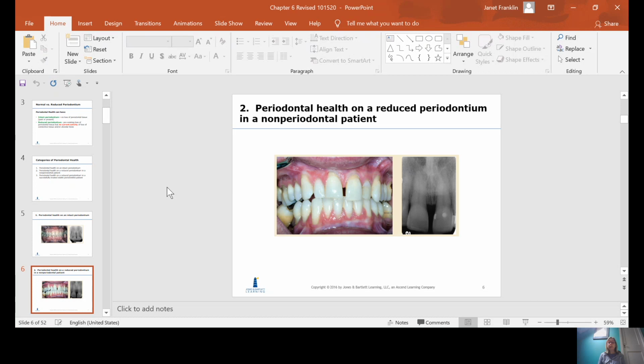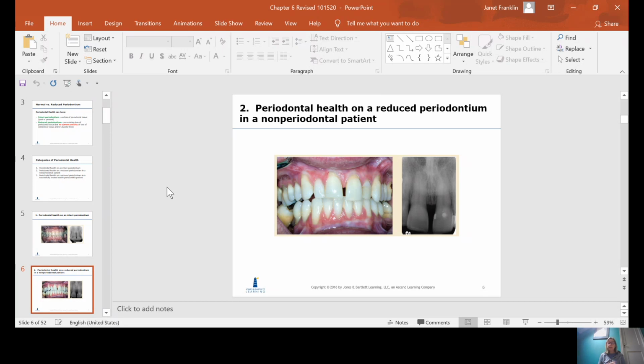This is a picture of periodontal health on a reduced periodontium. If you look at this patient, you can see the tissue looks pink, firm, stippled. They have knife-like interdental papilla in most places. However, the two central incisors are not in contact with each other, so the interdental papilla is flattened. But overall, that tissue looks really healthy.